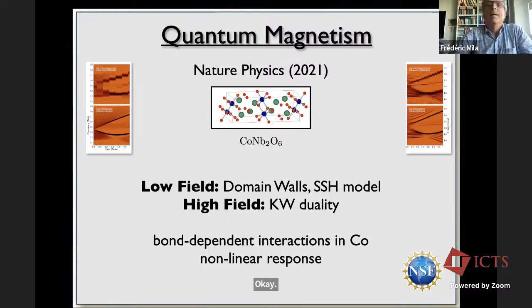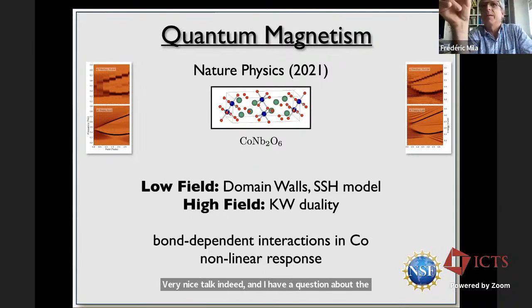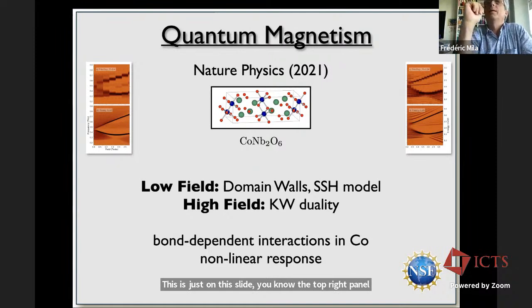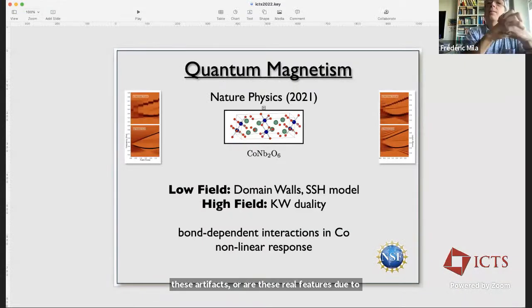And I have a question about the experiments. This is just on this slide, the top right panel. In experiments, there are some features at lower frequency, below those that you can explain. Are these artifacts or are these real features, due to maybe more domains? Do you understand what it is?